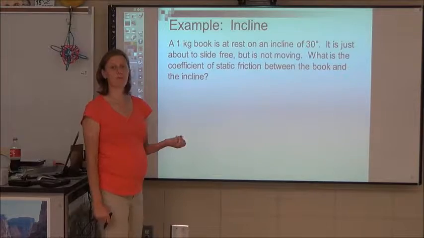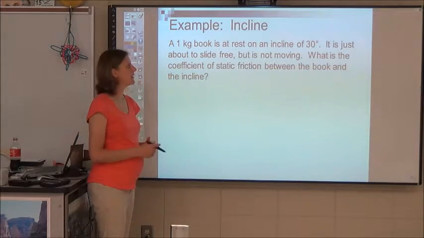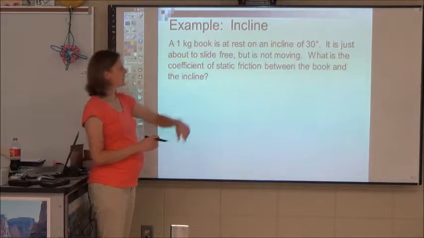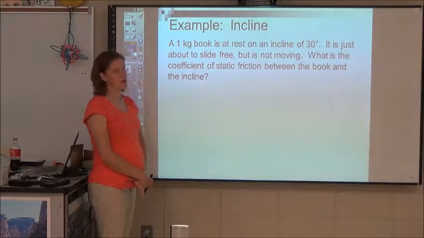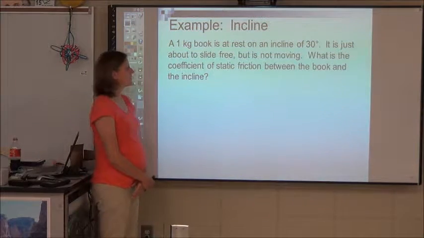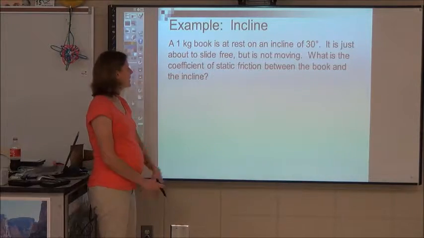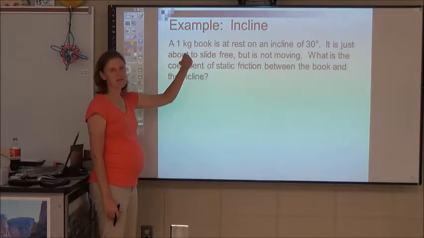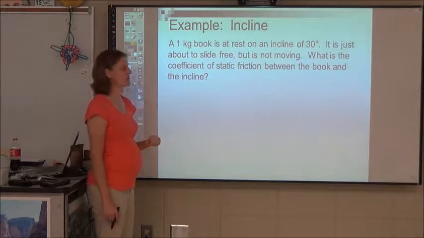Okay, another typical forces problem is an incline problem, something on an incline. In this case, we have a 1 kilogram book at rest on an incline of 30 degrees. It is just about to slide free, but it is not moving. What is the coefficient of static friction between the book and the incline? All right, so again, we see that phrase, it's just about to move. So that means we've reached that maximum value of static friction.